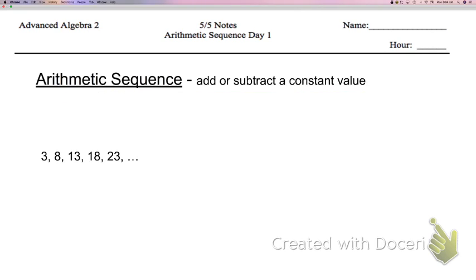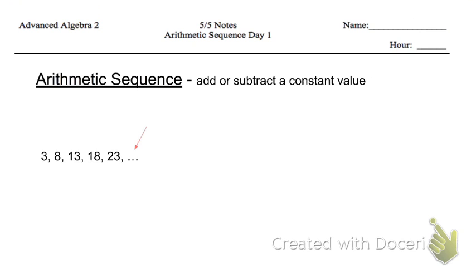If we look at this first example here, 3, 8, 13, 18, 23, dot dot dot. First off, does everybody know what that dot means at the end of a list? It means that it continues on with the same pattern. So whatever pattern you see, it will continue on forever. We look at this sequence from left to right. You always look from left to right, and we try to figure out what's going on. So take a look at that and see if you can figure out what's happening there.